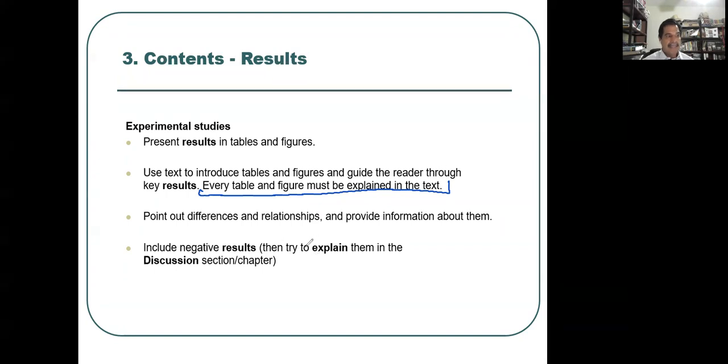Okay, and this is very important, okay? And then you have to try to explain them. Okay, don't try to hide your negative results.